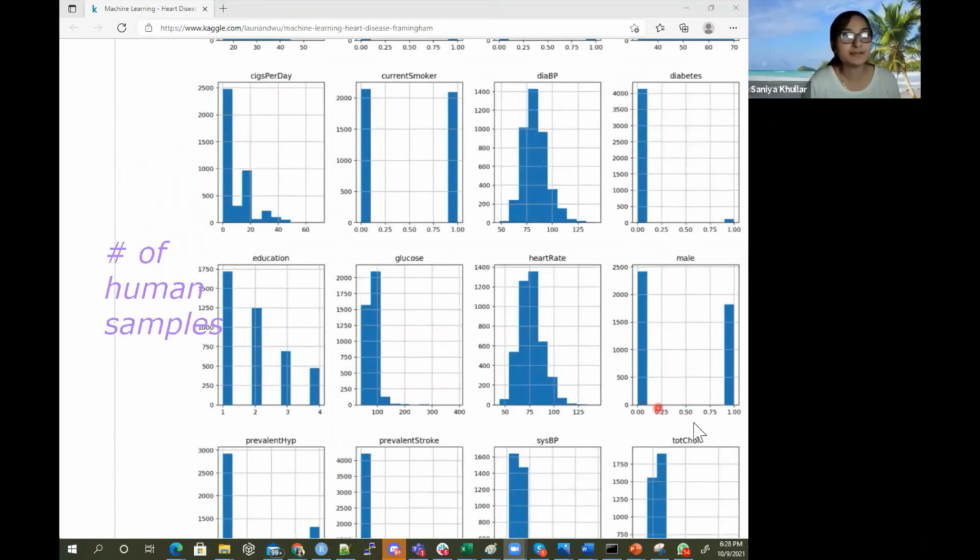So what does this mean here? So what is this measuring?